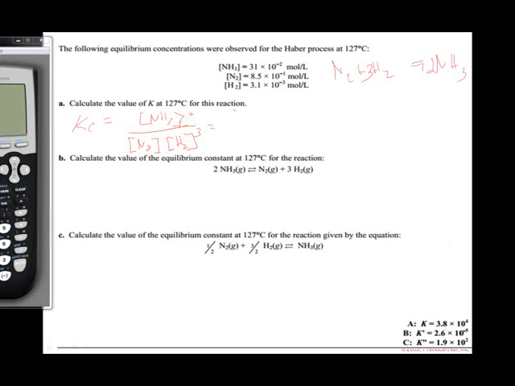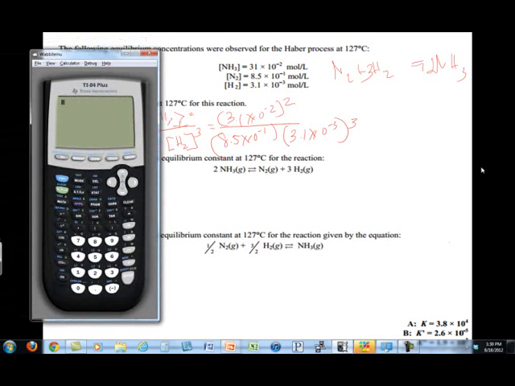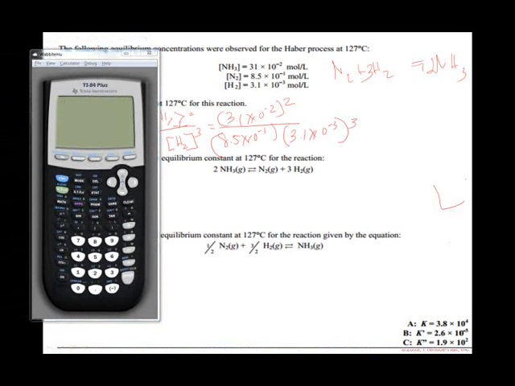Alright, so I'm going to take NH3's value, and this should be 3.1, right? So 3.1 times 10 to the minus 2, and that's going to be squared, over N2 is going to be 8.5 times 10 to the minus 1, times H2 is going to be 3.1 times 10 to the minus 3, and that will be cubed. Alright, so let's take the calculator out and give this a whirl.